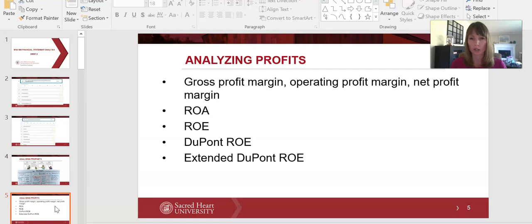This week we're going to be analyzing profits. We're going to take a look at gross profit margin, operating profit margin, net profit margin, ROA, ROE, and then we're going to be breaking down ROE and looking at the DuPont ROE and the extended DuPont ROE to try to determine what are the drivers of a company's profitability.